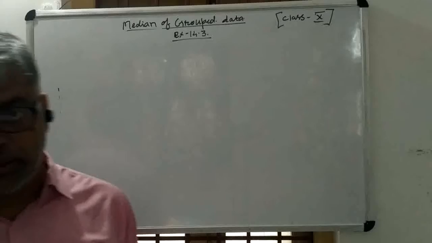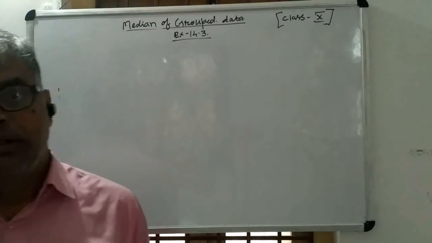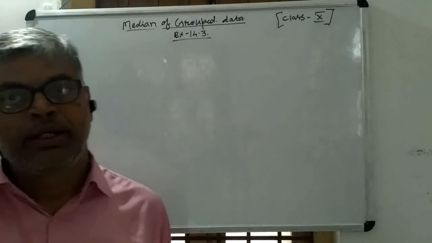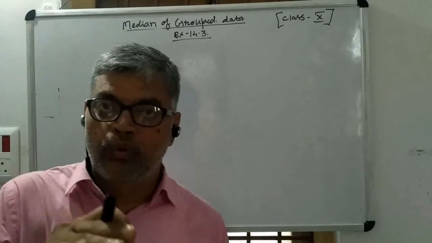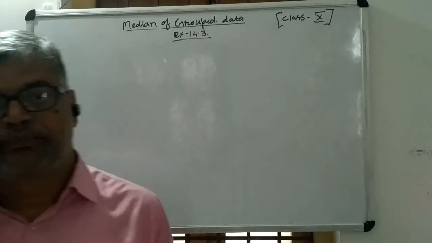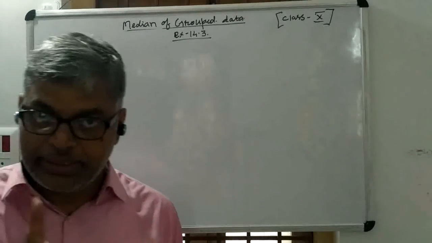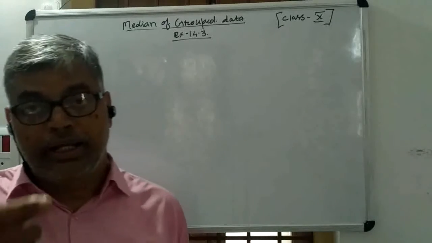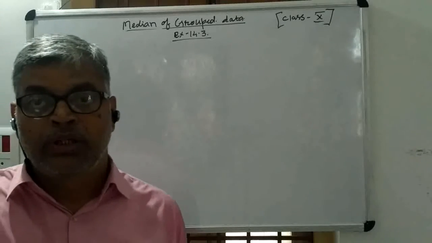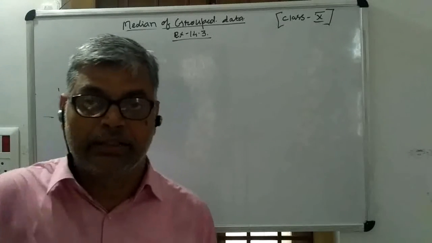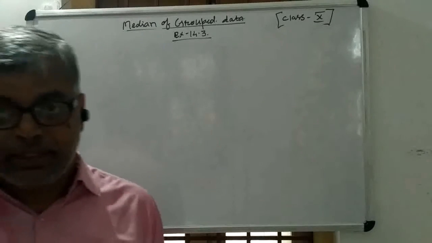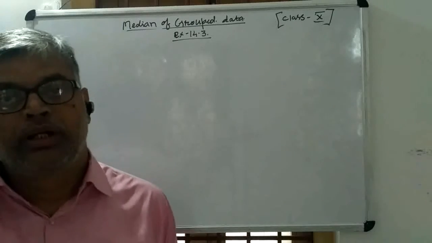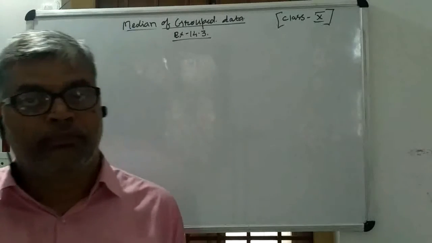Children, in this question you can see that the upper limit of a class is not equal to the lower limit of the succeeding class. Remember, this means that the class interval is given in the inclusive form. It is not in exclusive form.